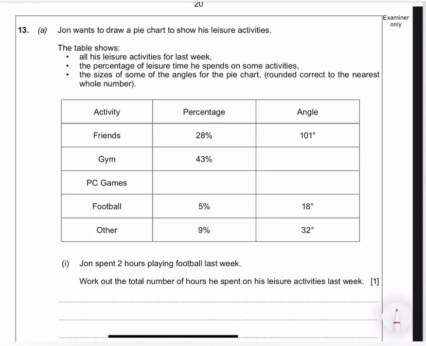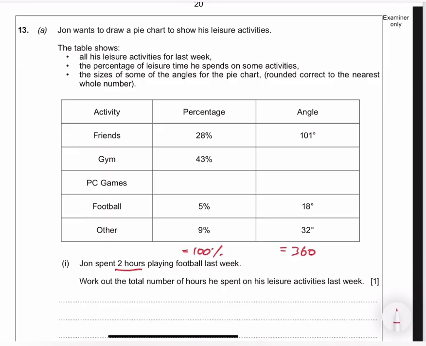Question 13. So we've got a table here with some missing numbers for percentages and for angles, and John wants to draw a pie chart to show the leisure activities. Okay, this shows all the activities for the last week, with percentages missing and some angles missing. John spent 2 hours playing football last week. So first, what do we know about angles? All angles should add up to 360 degrees in a pie chart. All percentages should add up to 100%.